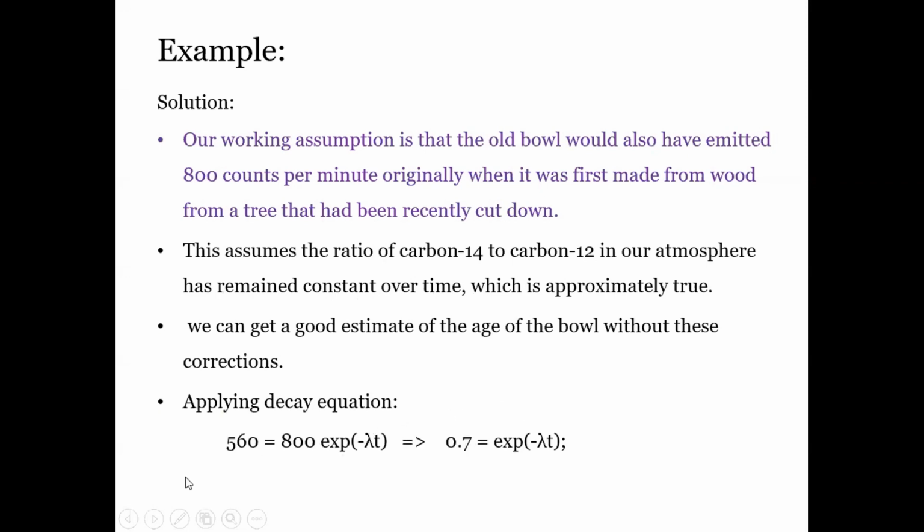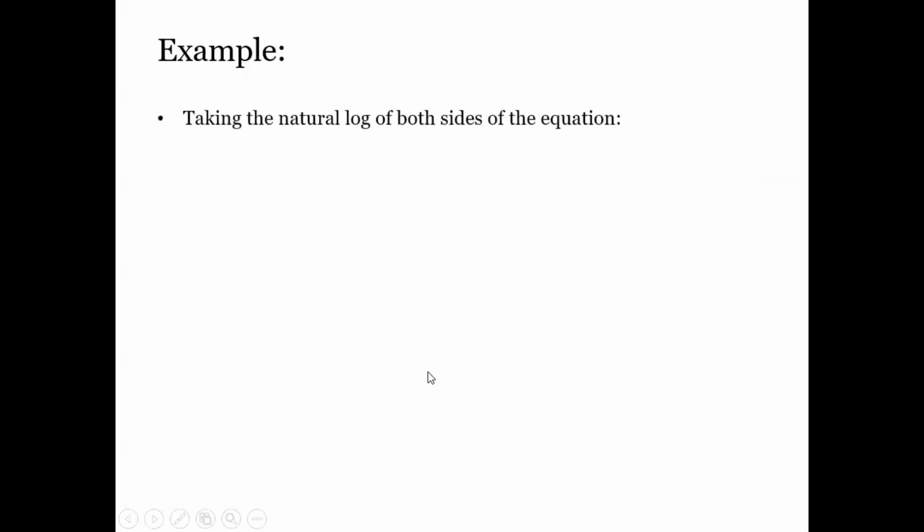And we can apply the decay equation: at this time it is 560. If it was 800 at time t equal to 0, when it stopped consuming the carbon-14, then using the exponential law e to the power minus lambda t, we can find the time. The lambda is coming from the half-life. Taking the natural log on both sides of this equation, natural log of 0.7 is equal to minus lambda times the time.